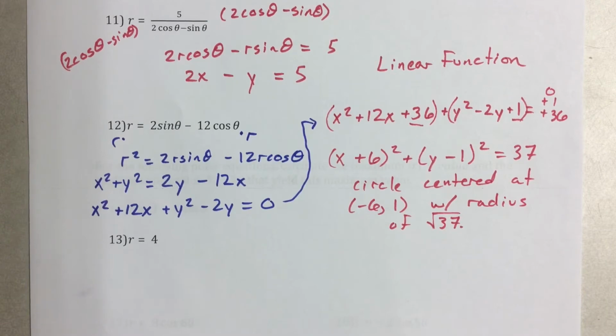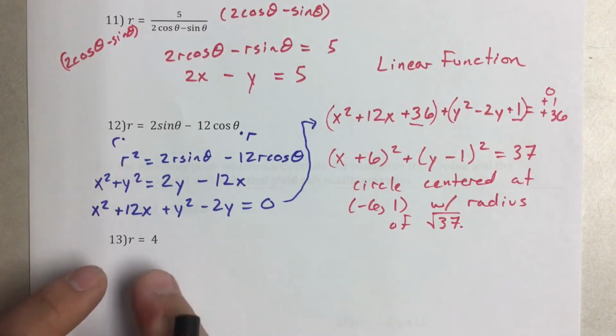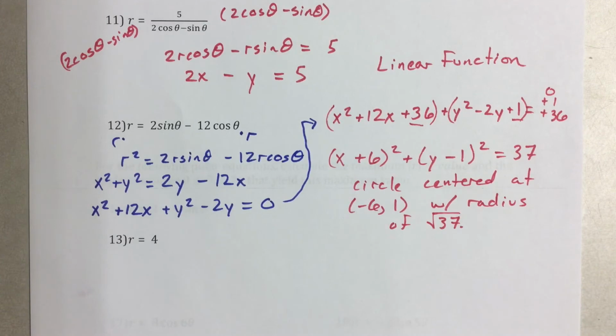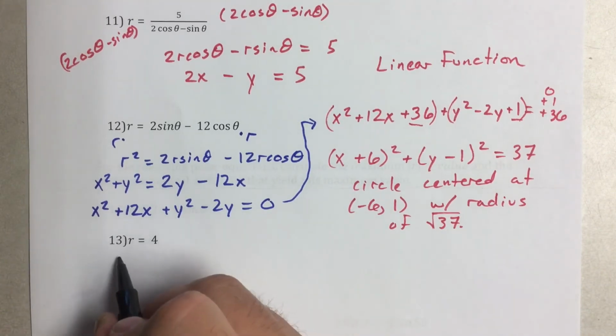So r equals 4. Not 4 cosine, not 4 sine. So we're not going to have an r cosine or an r sine to substitute. In the previous problem, I multiplied both sides by r to get an r squared. But if I multiply both sides by r, I get 4r on the right, and we'll get stuck with that. So in this, we are going to square both sides.